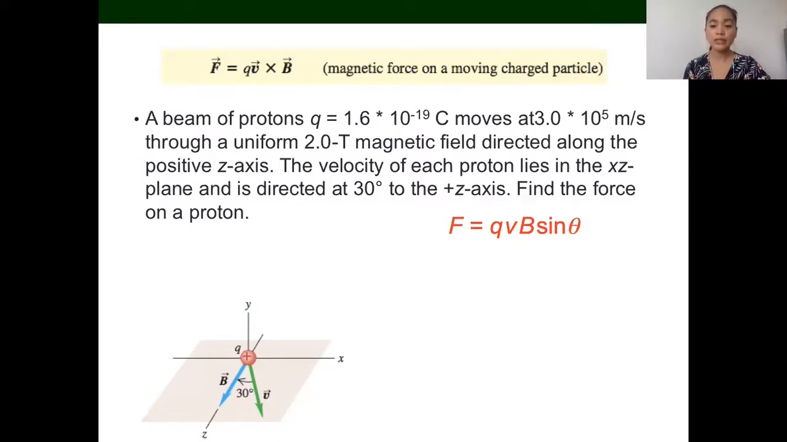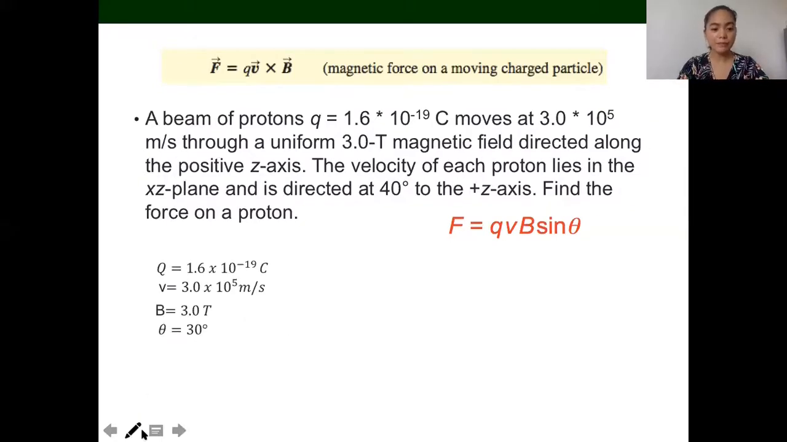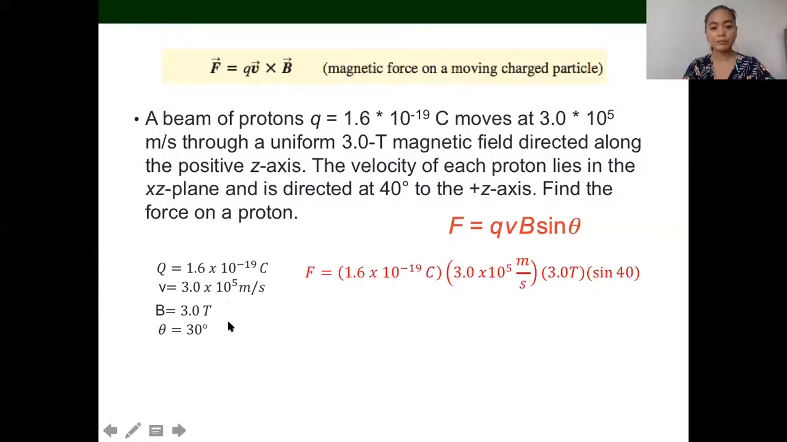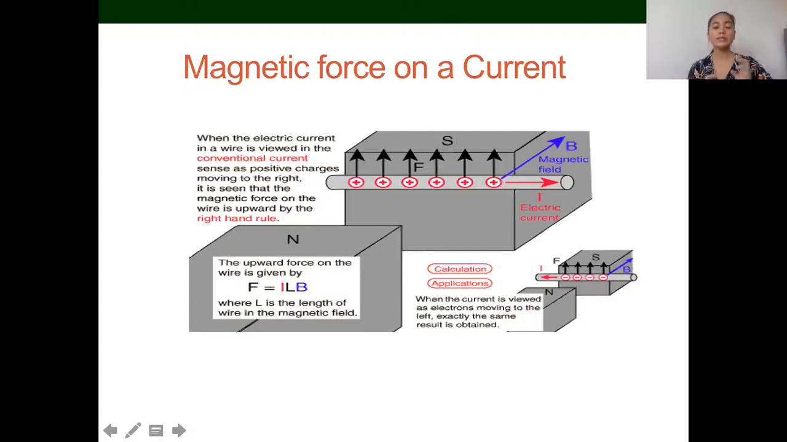So we will use the force equals QVB sine theta, or the cross product of charge, velocity, and magnetic field. So we have here the given. The charge is 1.6 times 10 to the negative 19 coulombs. The velocity is 3 times 10 to the 5th meters per second. The magnetic field is 2 Tesla, and then the angle is 30 degrees. So we'll just plug it in, and it will result to 9.26 times 10 to the negative 14 newtons.